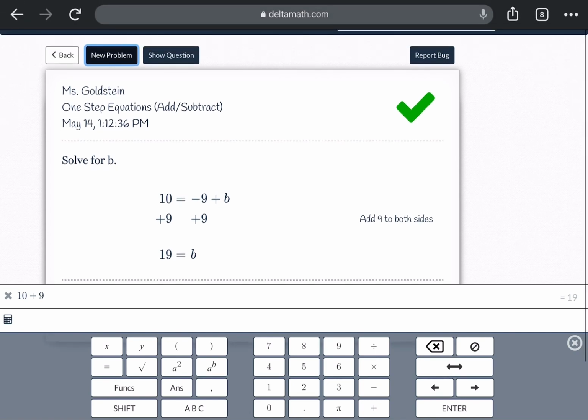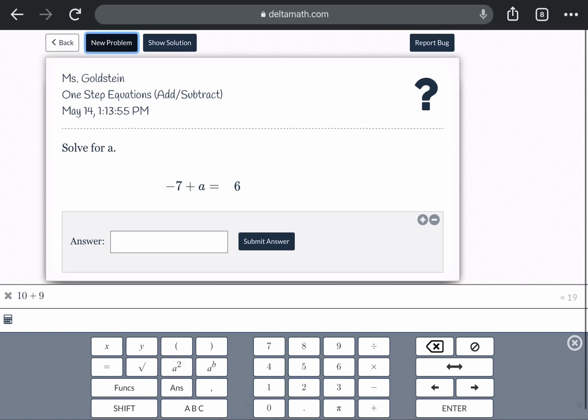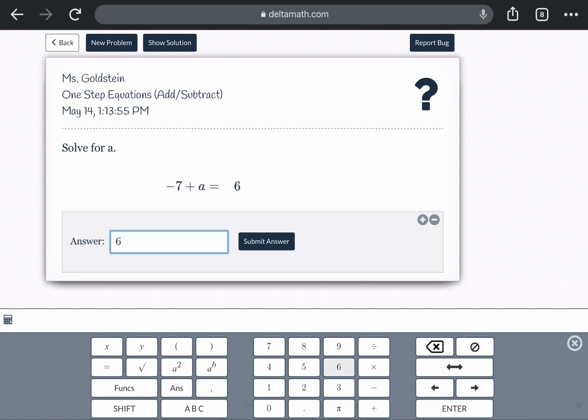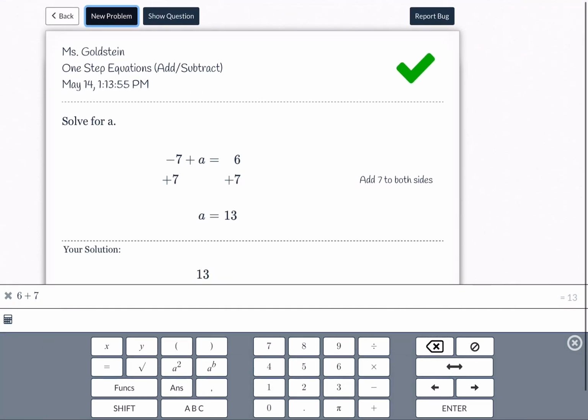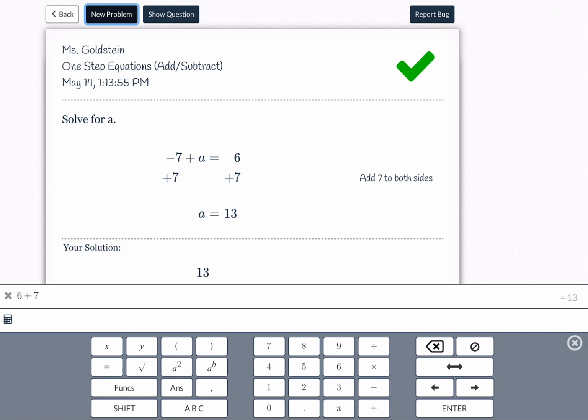Let's do another one. Here I have -7 plus a equals 6. I want to get a by itself. It's attached to a -7. The opposite of -7 is +7. So I'm going to add 7 on both sides, which leaves me with, oops, in my calculator, 6 plus 7. I get 13. Okay, and it shows you that I had to do +7 on both sides.